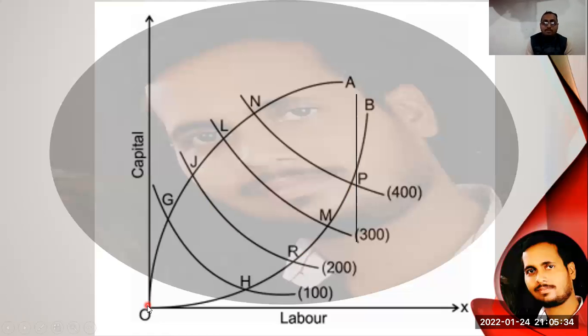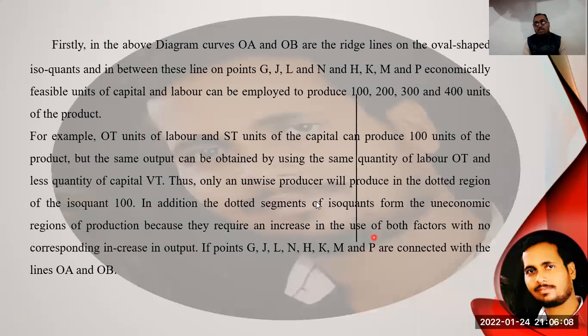So having pinpointed and drawn lines through the upper segment G, J, L, it makes a curve, that is the OA curve. It is the upper segment of the ridge line, which shows the upper limit of capital. Similarly, H, R, M, P shows the upper limit, the maximum limit of labor, and it is shown by the OB curve, that is the upper limit of labor.